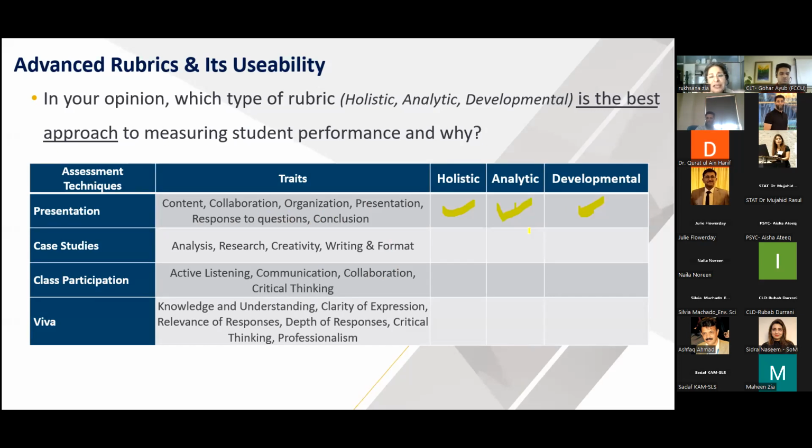So you could in one rubric actually specify these values: that the content will be so much, there'll be no collaboration, there'll be minimal organization. So you actually can make one sort of rubric, which has one value that carries all these together.